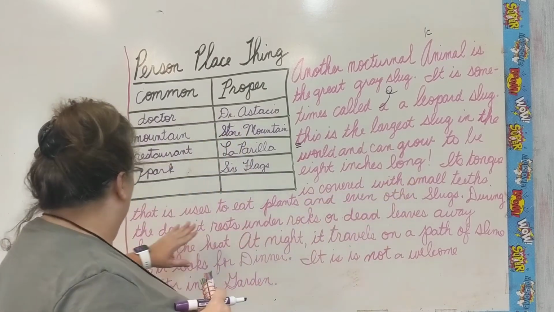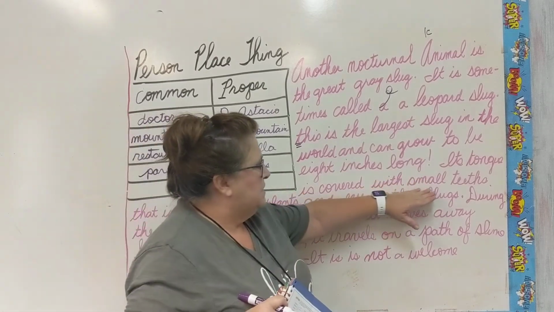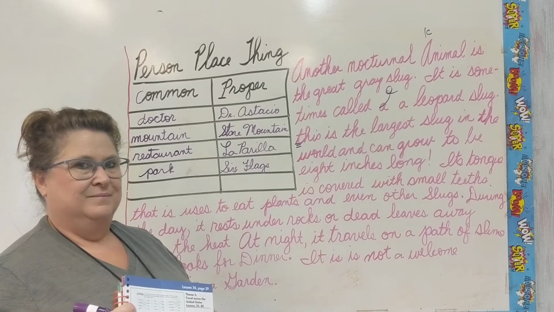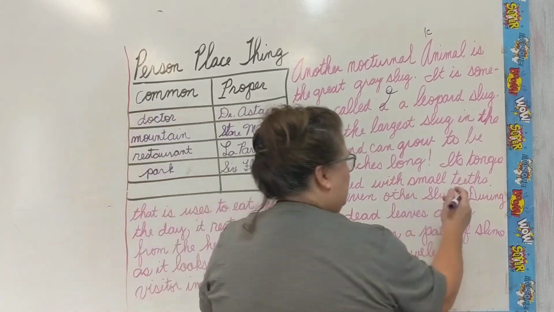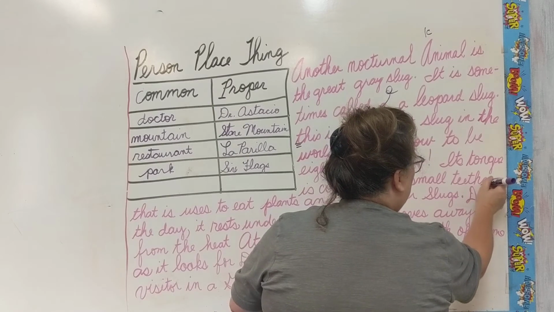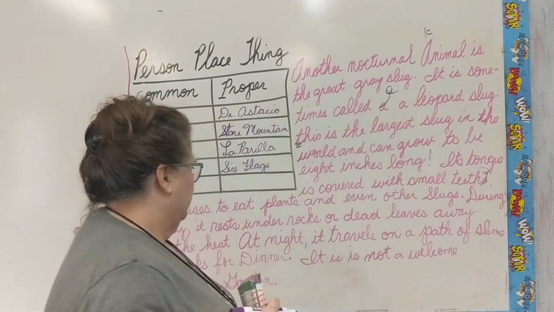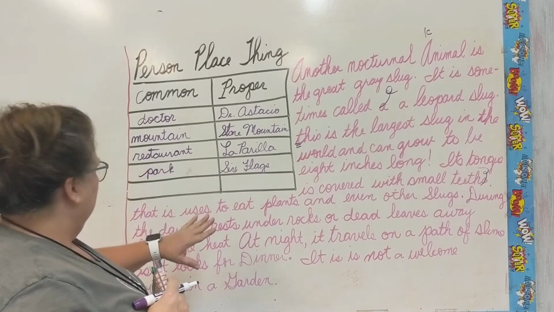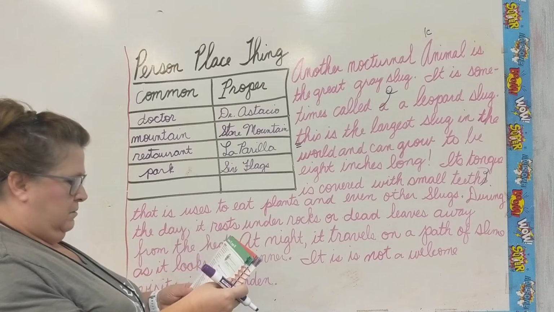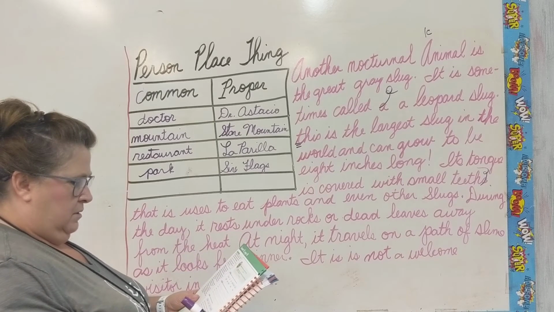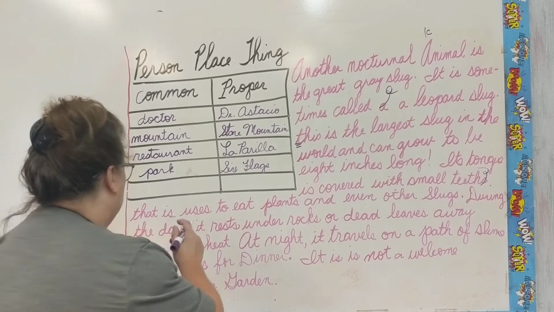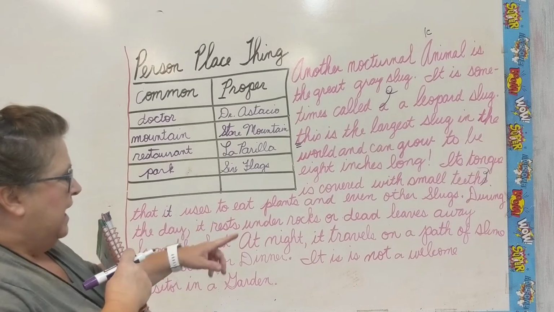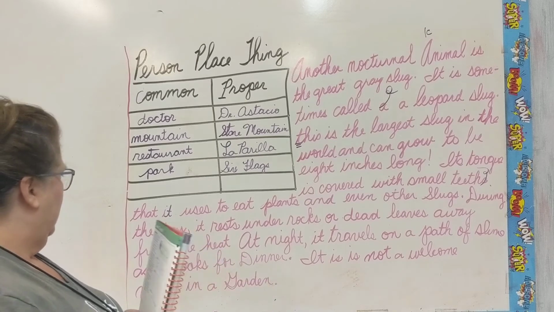Its tongue is covered with small teeth. What's wrong there? Very good. Teeth should just be teeth and not teeths, so you're going to put a line through your S and throw it away. With small teeth that is used. Did I write that word wrong? Oh, that it uses, I'm sorry I copied this wrong. That it uses to eat plants and even other slugs.